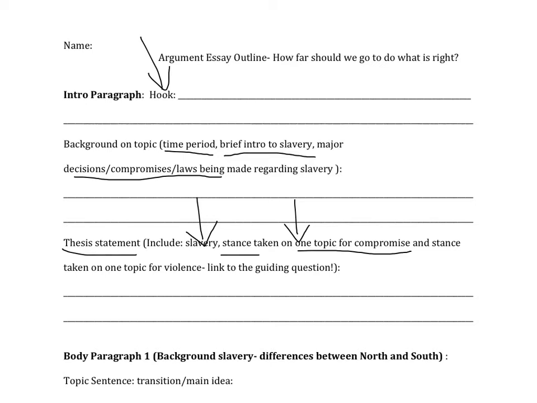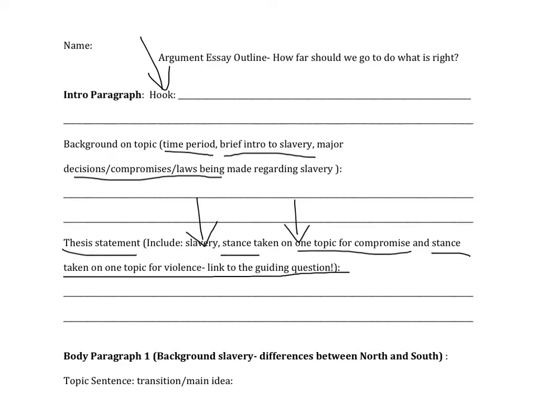Whether that compromise was good enough, or whether that compromise you could think of it as was the right thing to do, or whether or not it was not enough, that compromise, whether the compromise you could argue it was not enough to get done what it was trying to get done. So you need to make that stance or that claim very clear in your thesis statement. Additionally, tell me what stance you're going to take on the topic of violence.